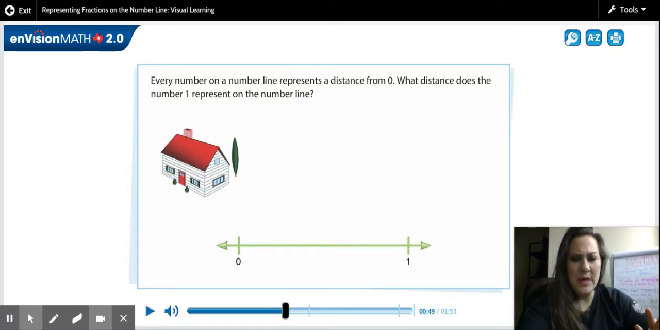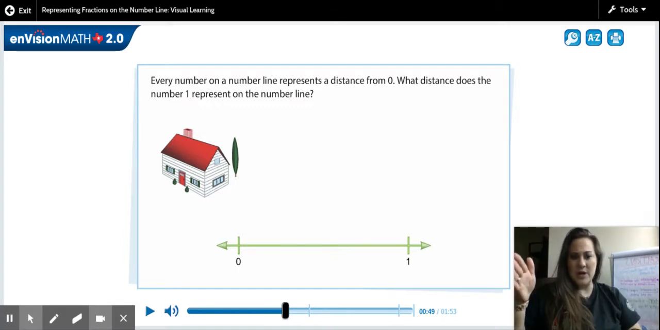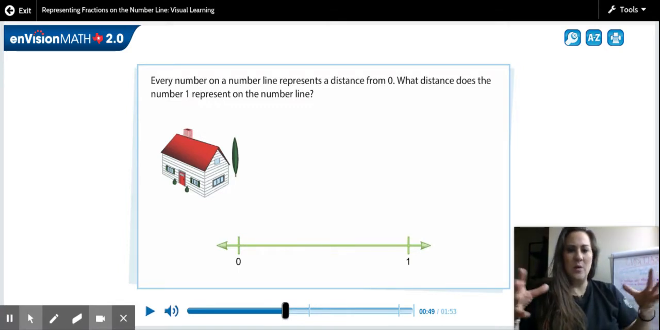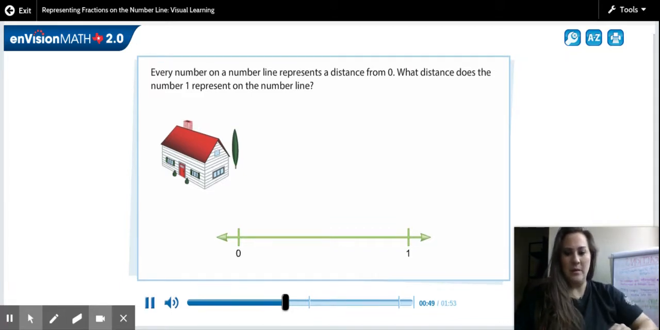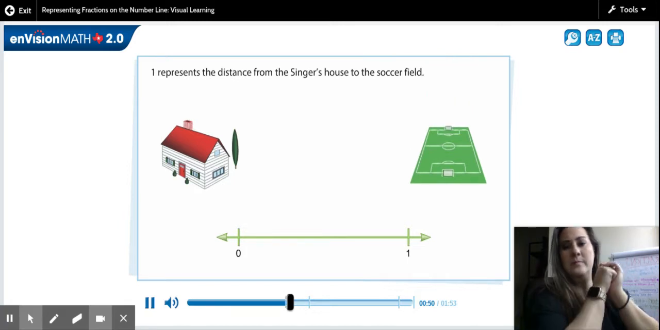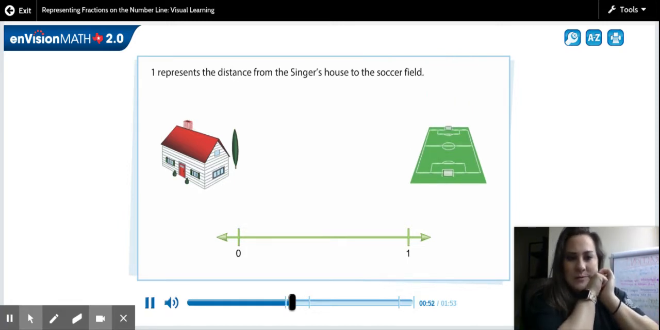So what do you think? You can share your answers out loud, or if you're watching the video with someone, let's think about this. Our number line is always going to start at 0 and end at 1. What is that distance representing? What distance does the number 1 represent on the number line? 1 represents the distance from the Singer's house to the soccer field.